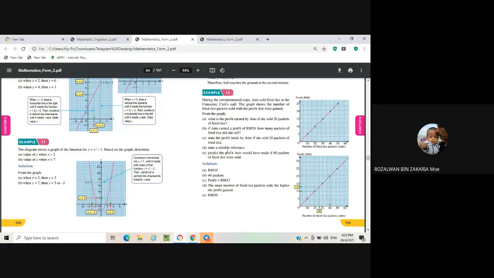So how to do? You have to use the graph also, use the same method from 60 packet here. Draw a vertical dotted straight line until you reach the graph, then draw another horizontal dotted straight line until you reach the profit here, then you will get the answer, which is equal to RM 30. So class, for example 13, any question you want to ask me for this one?